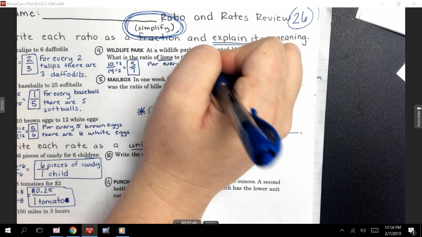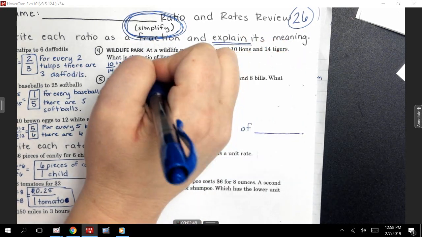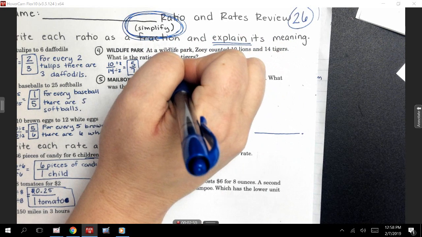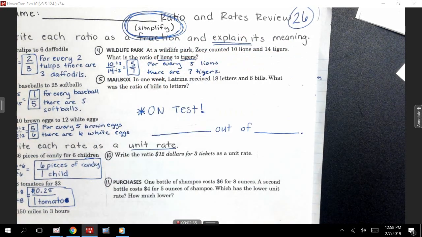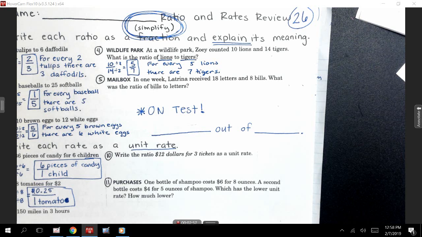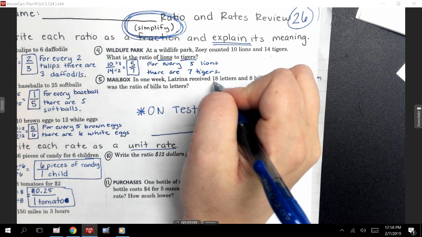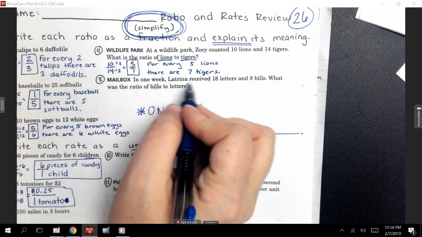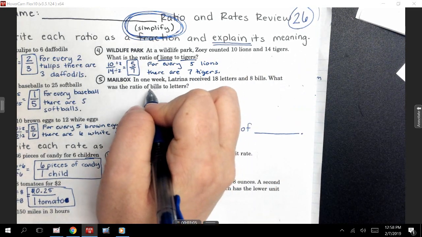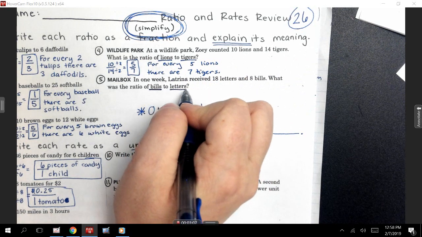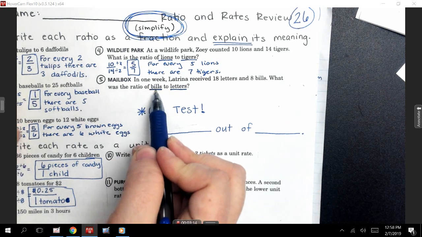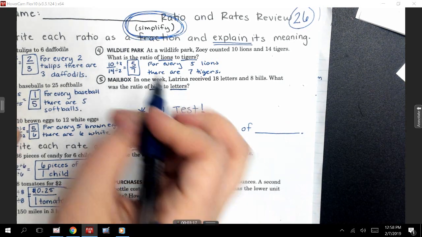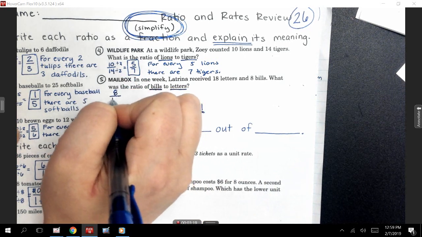For every 5 lions, there are 7 tigers. Okay. Last one on this section, number 5. In 1 week, Latrina receives 18 letters and 8 bills. And this is exactly what we were talking about a minute ago. It says, what is the ratio of bills to letters? So what number should actually be on top here, Omar? 18. It says bills, so we're going to do 8 on top and 18 on the bottom.